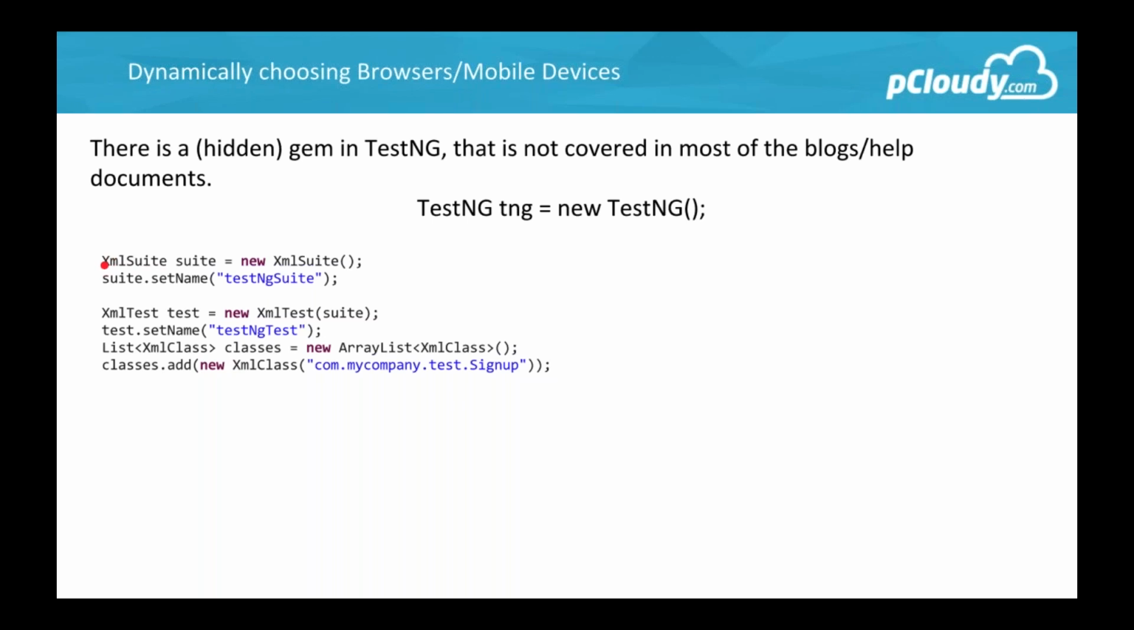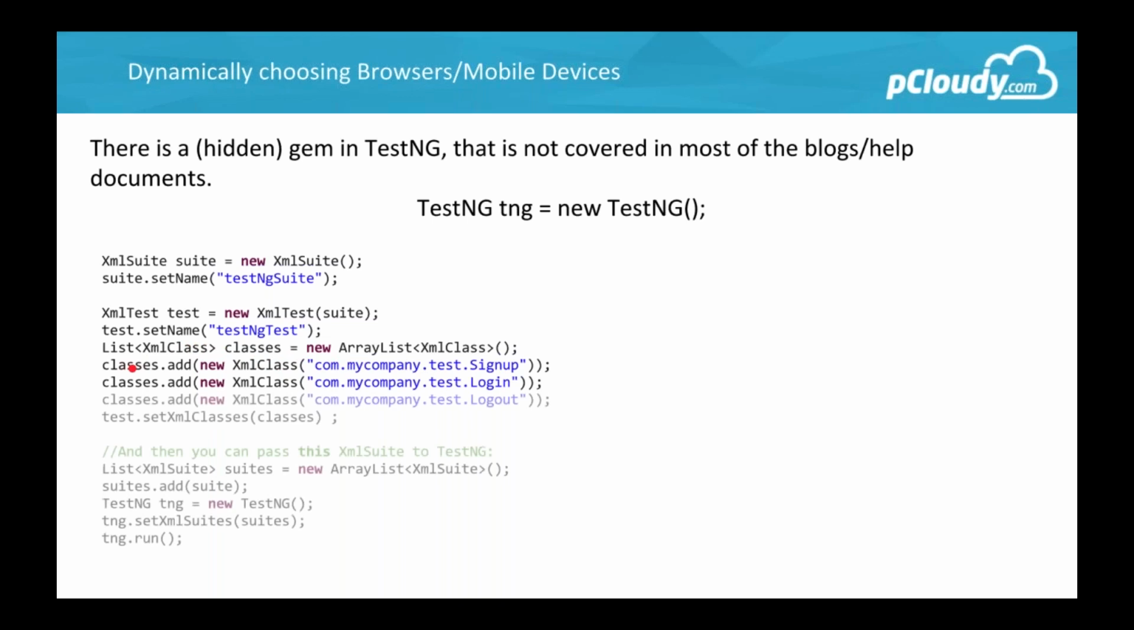When you add the TestNG reference in your Java project, you can use this TestNG class XmlSuite. The suite equals new XmlSuite, and you can set the name as TestNG suite. Then you can add a test, XmlTest, and set the name as TestNG test. You can add some classes: com.mycompany.test.signup classes I'm adding in this list, the XmlClass list. The second class is login, and the third class is logout. And then I can set that this test should execute these classes.